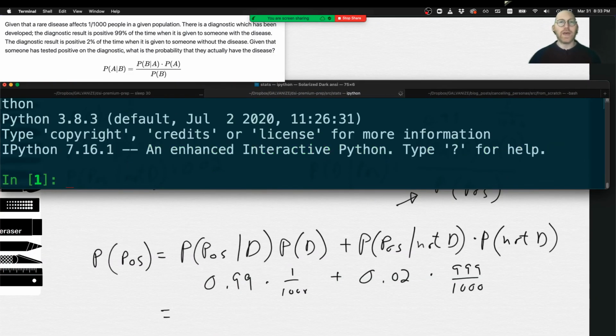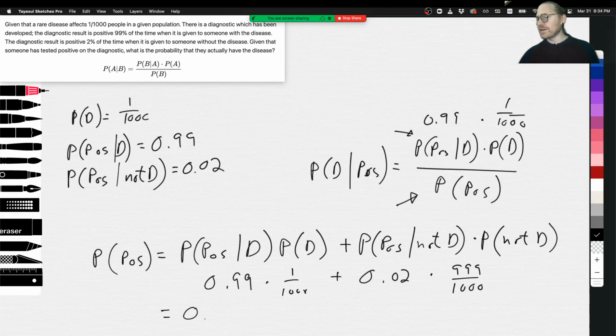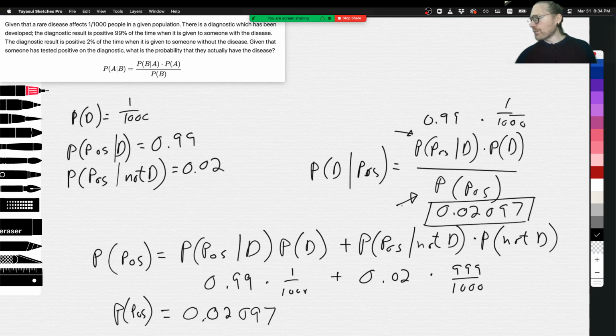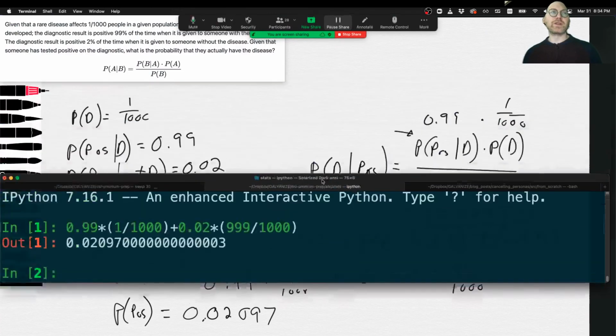So that's 0.99 multiplied by 1 out of 1,000 plus 0.02 multiplied by 999 out of 1,000. And it looks like that is 0.02097. So that's the probability of testing positive. And now we have all the information we need to solve this. If somebody got a different probability of testing positive, just let me know. I may have made a typo somewhere. So barring that, let's just plug these in and see what we get.